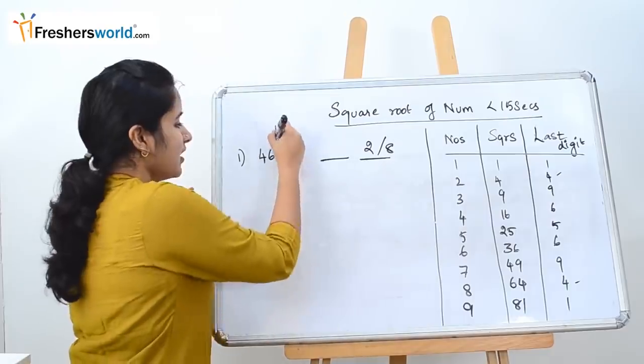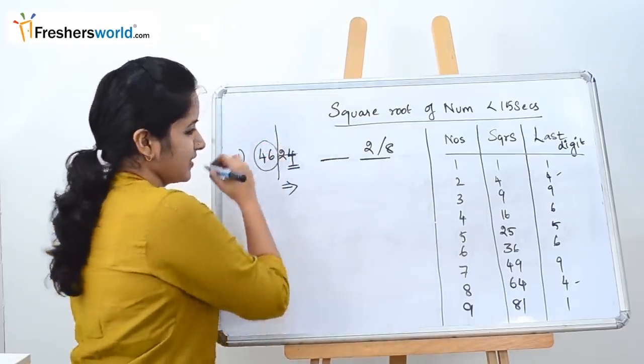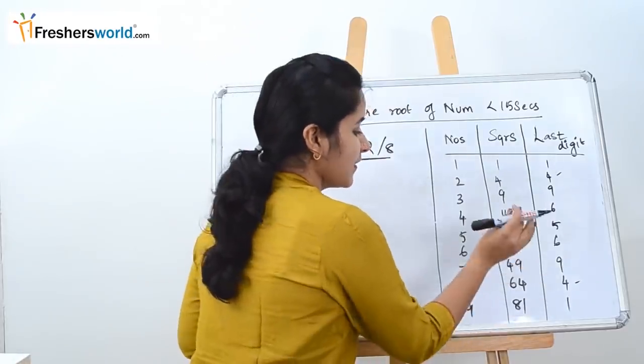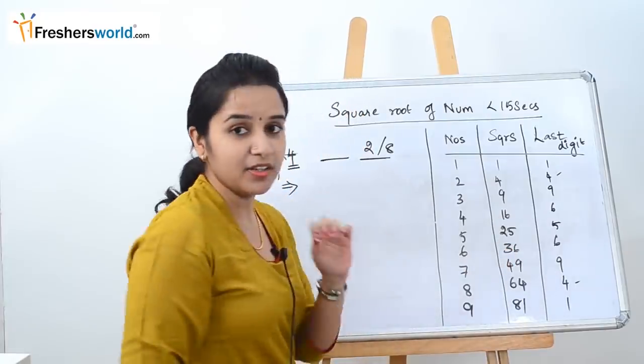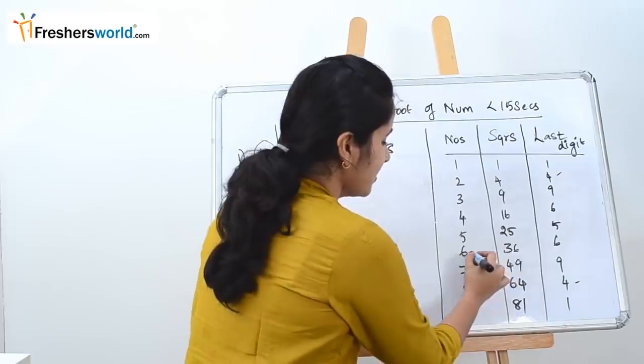Next, you're going to ignore the last 2 digits. Just think that they are not there. Now we take the 46. Let's see where 46 falls between these numbers. It falls between 36 and 49. Here you have to take the lower number of 36 and 49, which is 6.